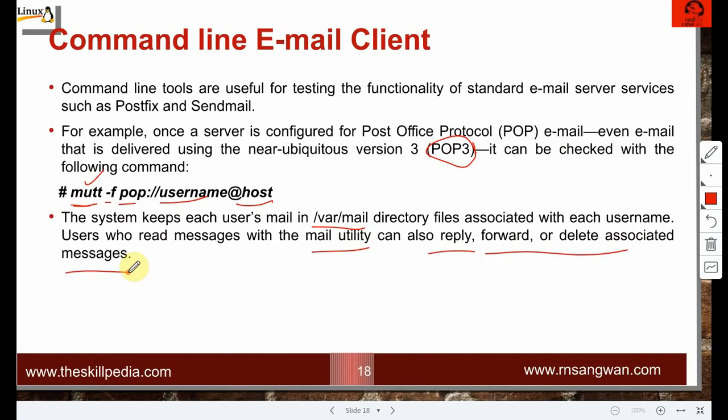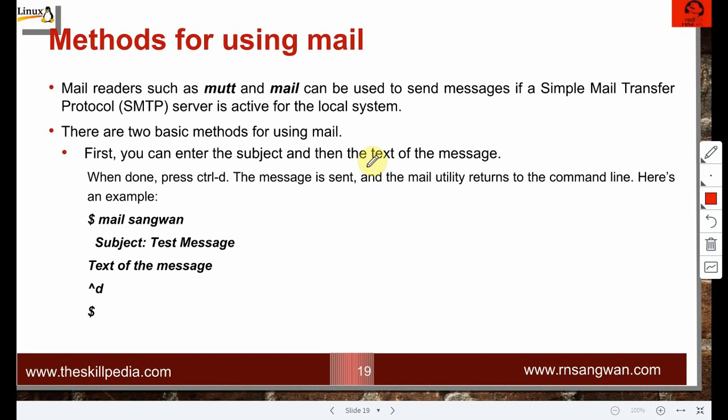You remember, we deleted messages, we created a mail, we sent a mail, we read the mail. So mutt is for checking, verifying, reading, sending, and receiving mails as a client on the CLI command line tool. And mail is also a similar utility. Both mutt and mail can be used as mail readers.